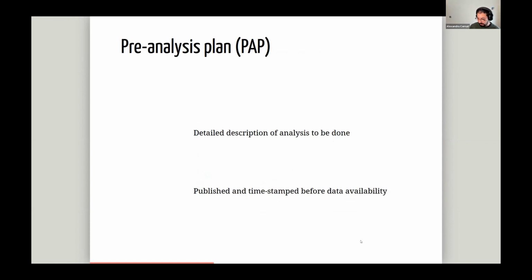So we looked at registering studies in advance. Another thing that you can do is a pre-analysis plan. This is basically writing up a plan for your analysis before you see the data and you start doing any analysis. And the idea is that in this document, which again needs to be published and timestamped, you have a detailed description of all the analysis that you're going to do.